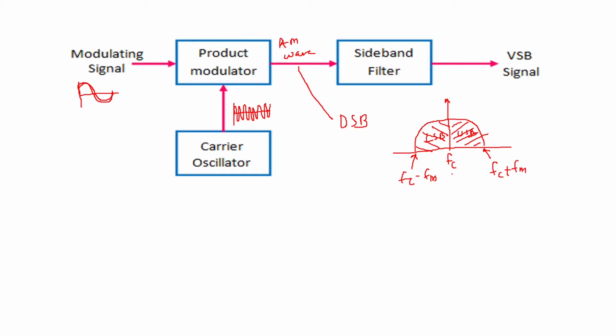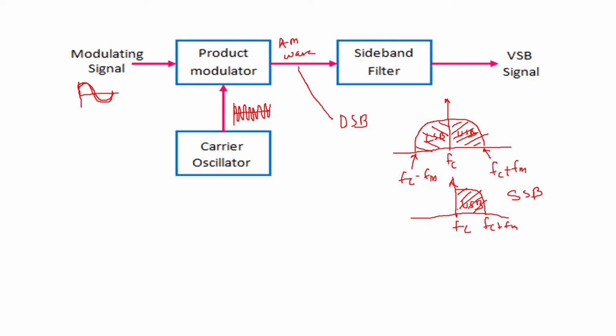Now from this, if you come to a single sideband transmission, if you filter out one sideband and pass only one sideband, say the upper sideband, then this is your FC, this is your FC plus FM, and this is your single sideband technique. In this, we can save our bandwidth.